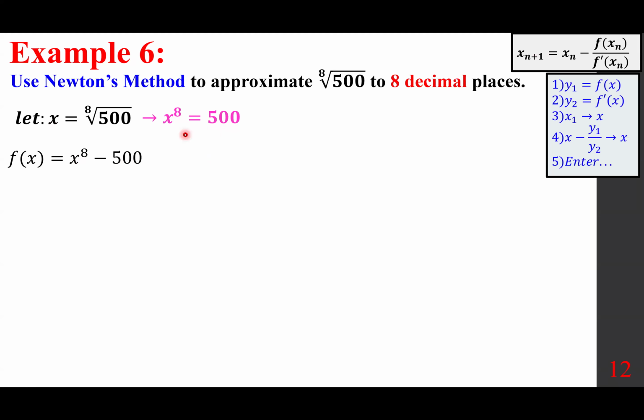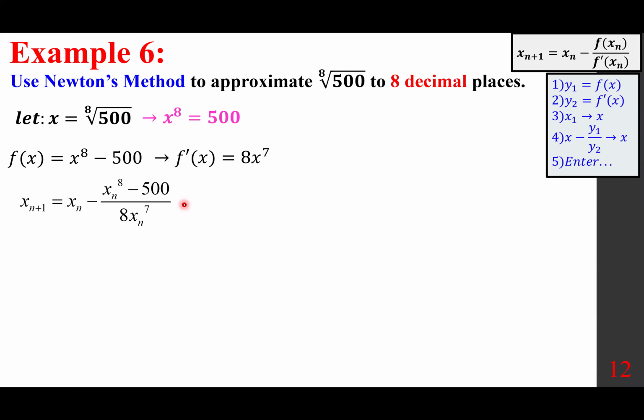Having said that, I need to differentiate, and I get f prime of x equals 8x to the power of 7. And so I'm going to write this for f of x and f prime of x. So x sub n plus 1 is x sub n minus x sub n to the power of 8 minus 500. This is f of x sub n, over 8x sub n to the power of 7. Now, I have defined my variable. I have come up with f of x. I have come up with f prime of x. I've shown x sub n, and I'm going to show work for a couple of them.